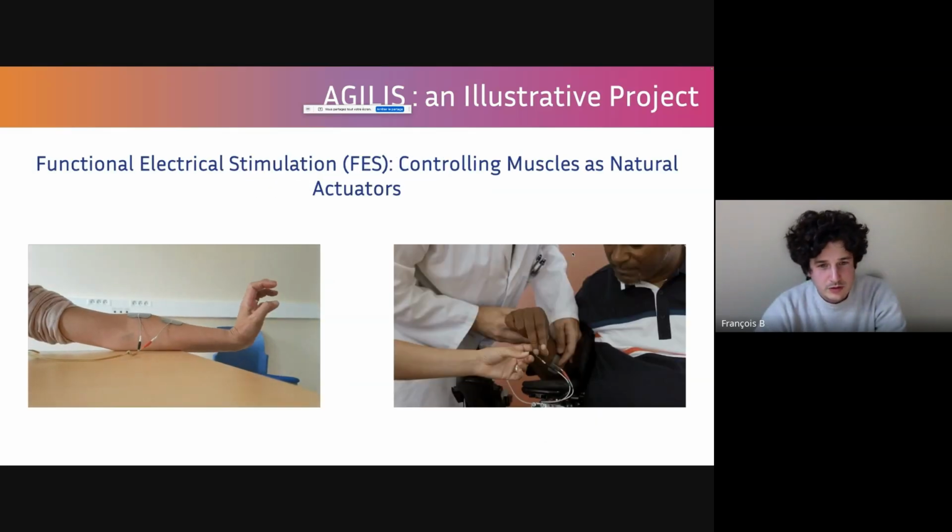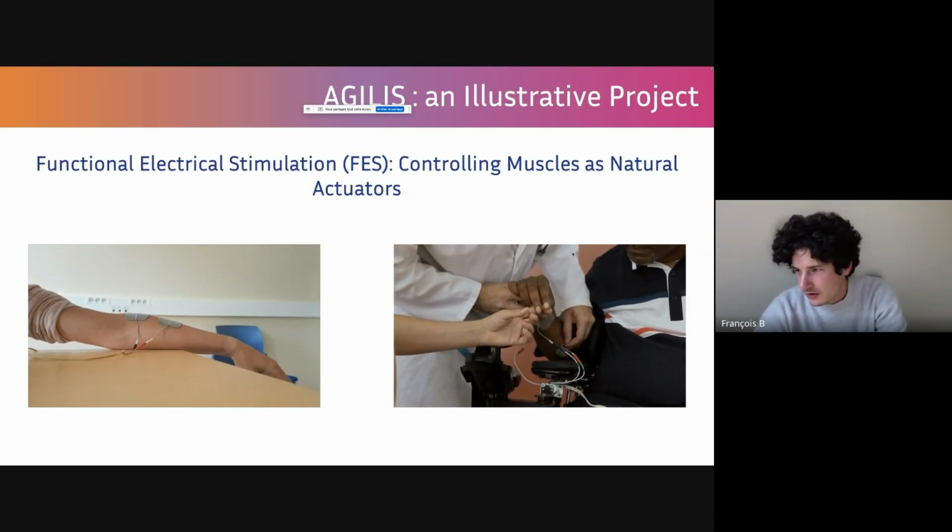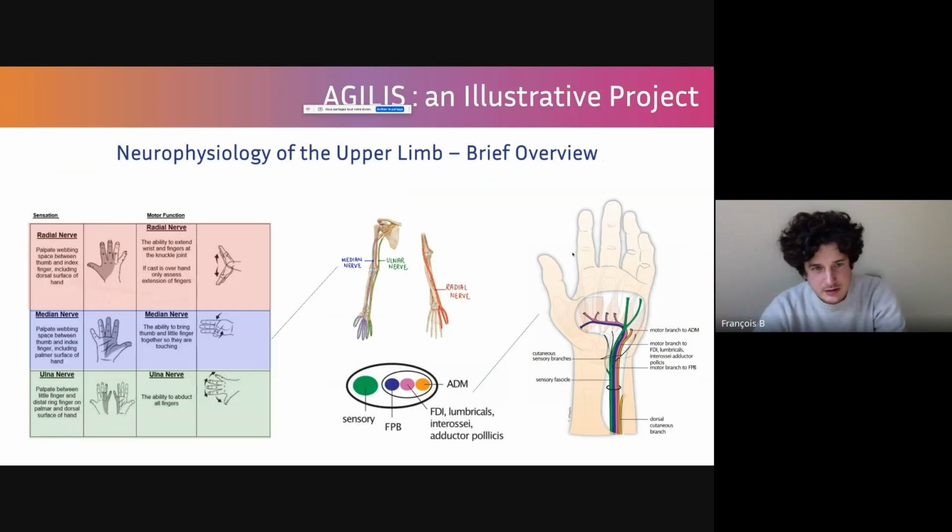One of the tools used by the team is functional electrical stimulation, and I will go quickly on that because I think you already know about it thanks to Christine. The particularity of the upper limb is that the movement is mainly provoked by the action of three nerves in the arm: the median, ulnar, and radial nerves, which innervate all muscles responsible for hand and wrist movements.